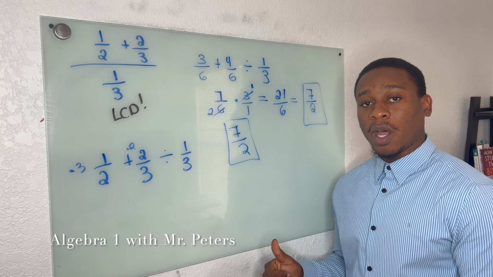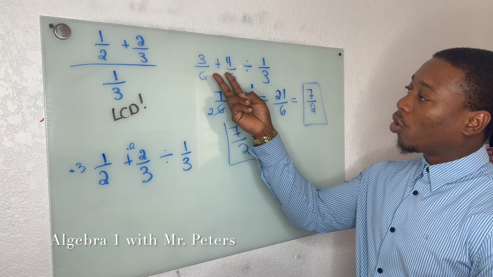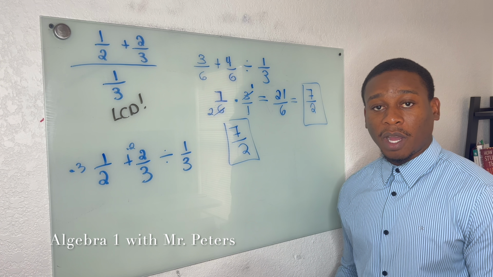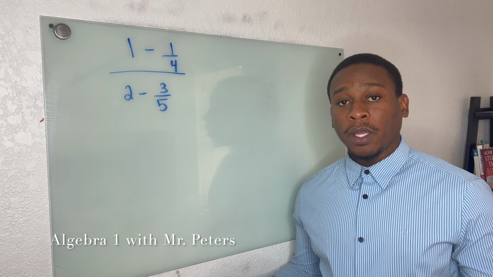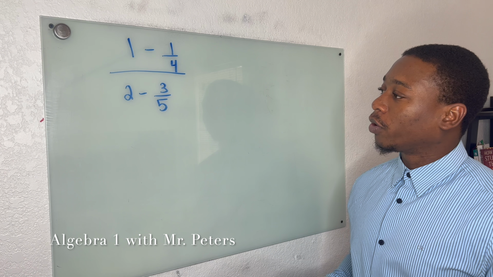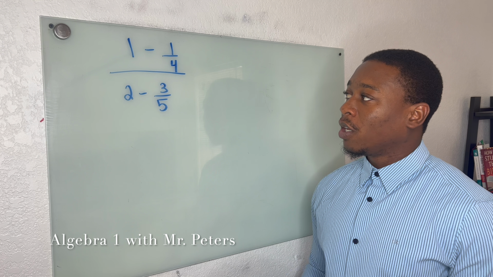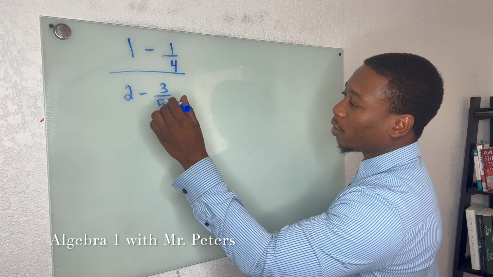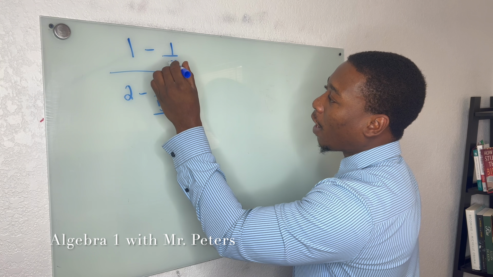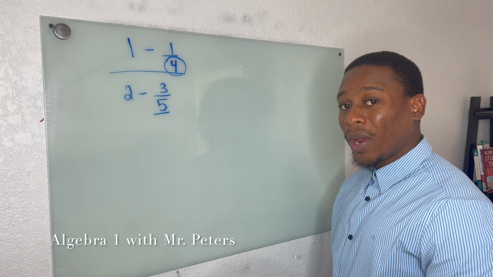So we can use the lowest common denominator, or we could just combine our numerators based on finding a common denominator. In our second problem now, it says that we have 1 minus 1/4 divided by 2 minus 3/5. So what I'm going to do, when I look at these two denominators, I know that we could have a lowest common denominator of 20.